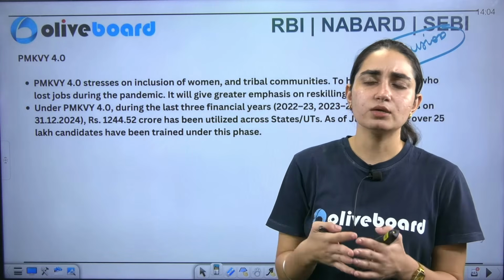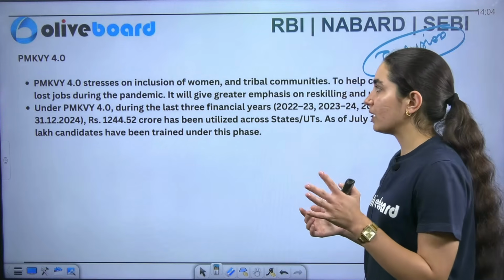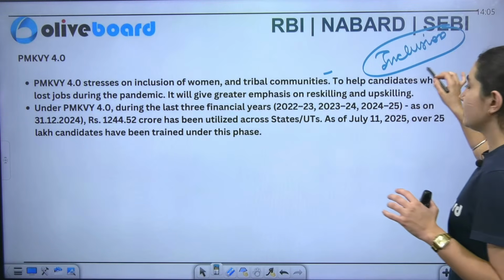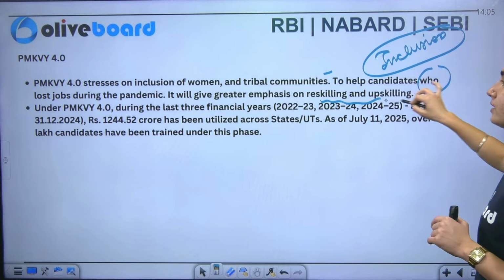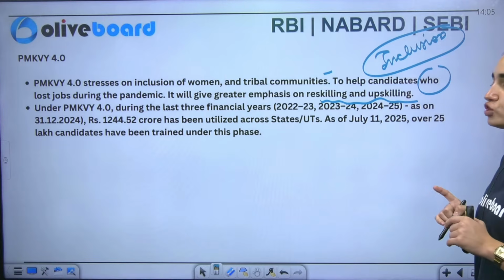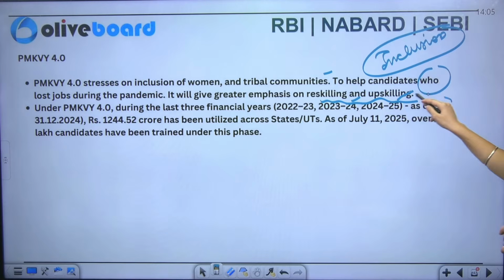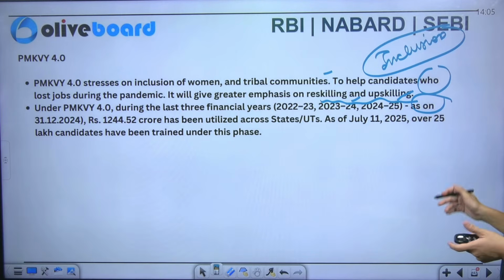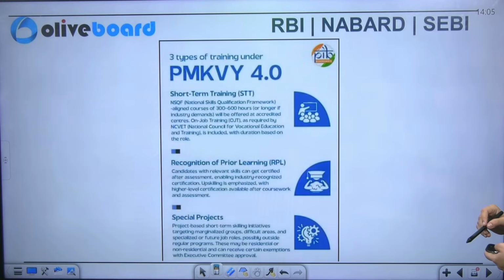Need individuals, that is another part. If you are taking women along with you, that is another one. And if you are taking the tribal communities and the other areas also, that makes it inclusive in manner. Now it helps candidates who lost jobs during the pandemic. It will be greater emphasis on reskilling and upskilling. Okay, reskilling and upskilling. Last 3 financial years, that includes 2022-23, 2023-24 and 2024-25, rupees 1,244.52 crore have been utilized across the states, and 25 lakh of candidates have been trained under this particular phase.